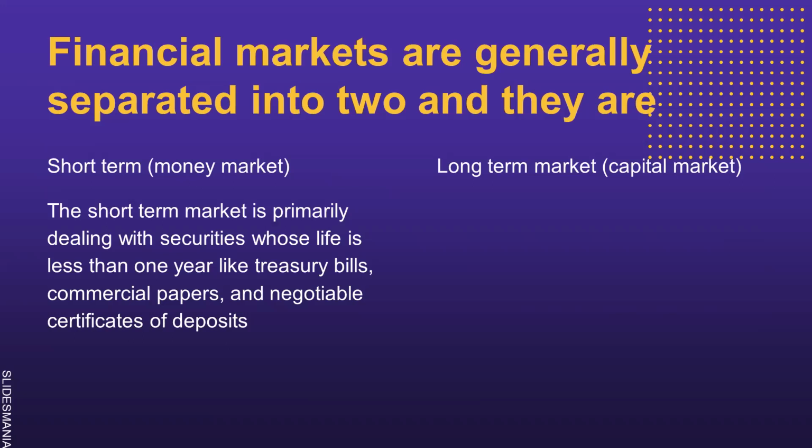Now, going back to financial markets, these are generally separated into two: short-term or your money market, and long-term money or your capital market. When we say short-term, primarily it deals with securities whose life is less than 1 year. So in the next slides, we'll try to understand what the different money market instruments are. Basically these are found in your current assets, whilst the long-term market would be in your non-current assets or liabilities portion of your balance sheet.